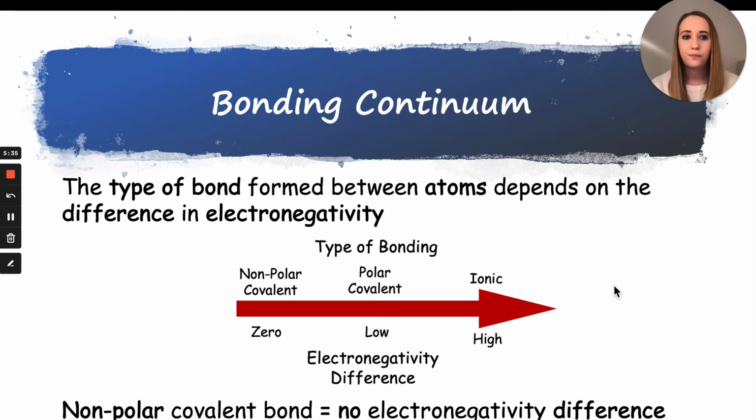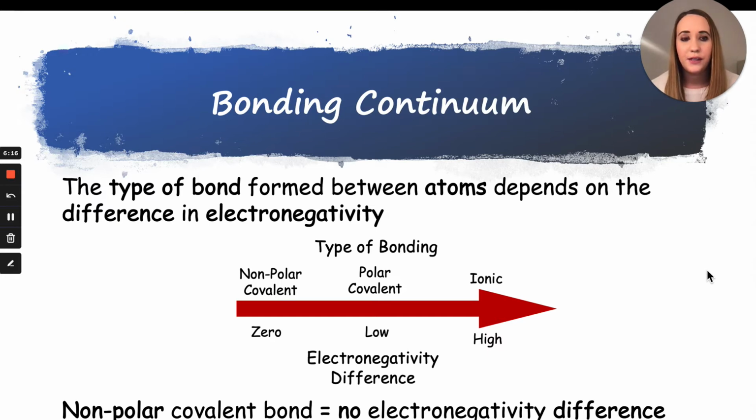So starting at the left of the continuum, the nonpolar bonds are the type that we would find in elements. That's the type of covalent bond that forms when both atoms have the same electronegativity. So when there's no difference in electronegativity, that means both atoms are attracting the bonding electrons equally, and therefore the bonding electrons are shared equally between them. So that's our kind of traditional picture of a covalent bond, with those two electrons being shared between the two atoms.